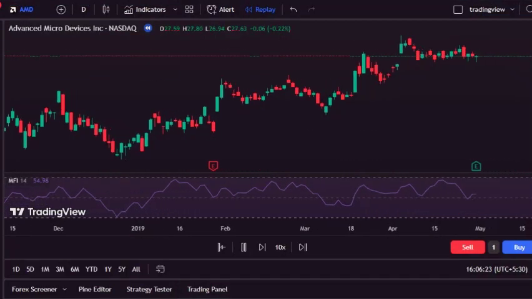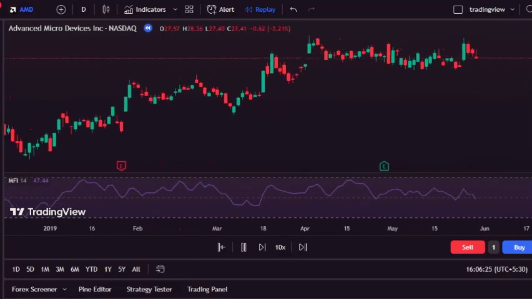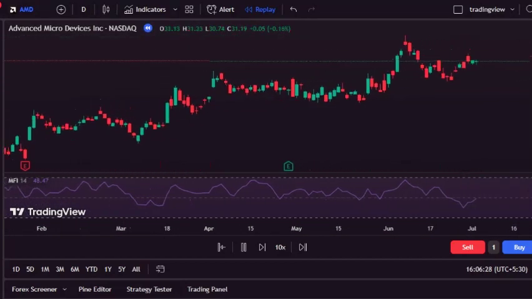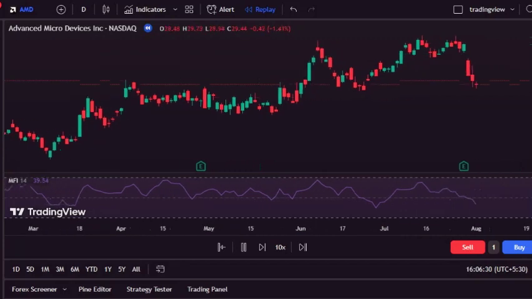Works great, right? MFI is a great indicator, but don't just take trades based on this indicator alone. Use other indicators to avoid false signals.